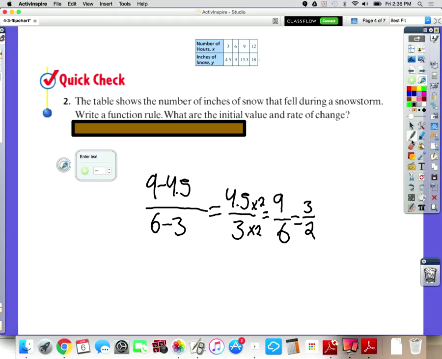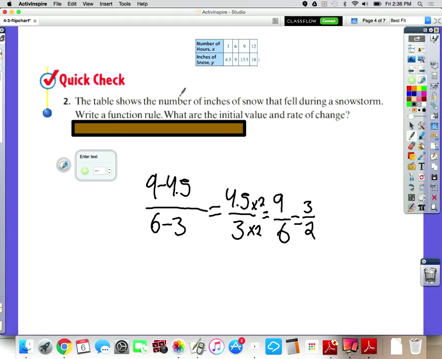3 over 2 is the what, Emma? It's the slope. Good job. Also known as the what, Giancarlo? Rate of change. Good. So we did step 1. Step 2, find the y-intercept.